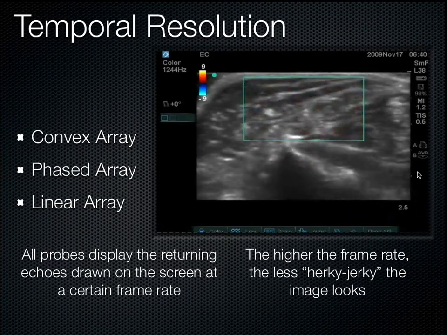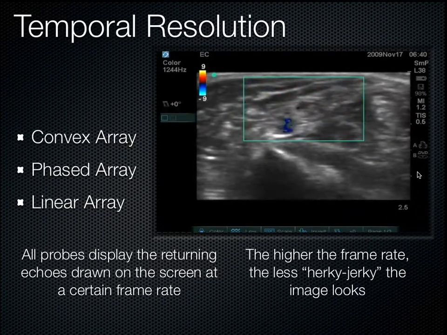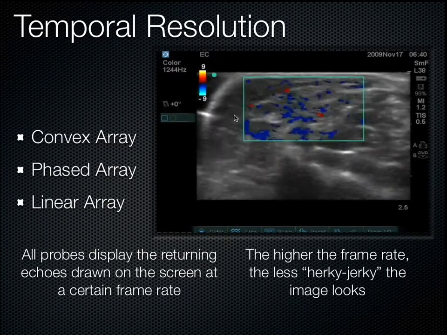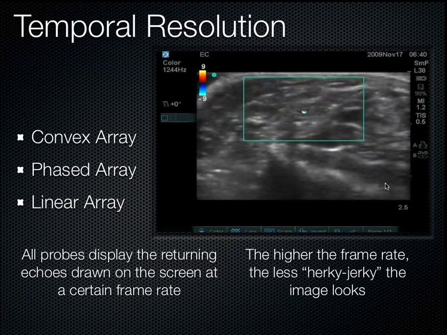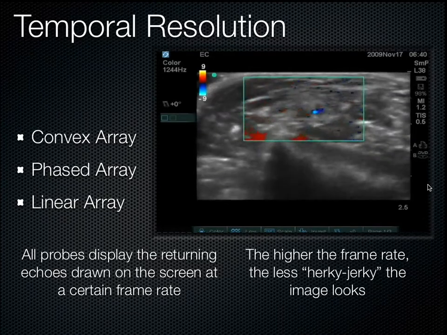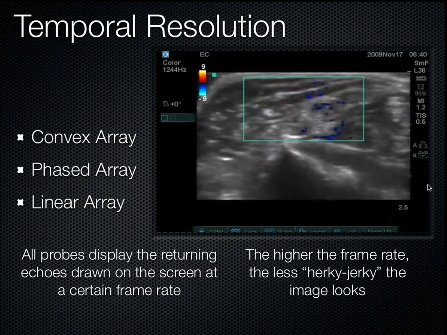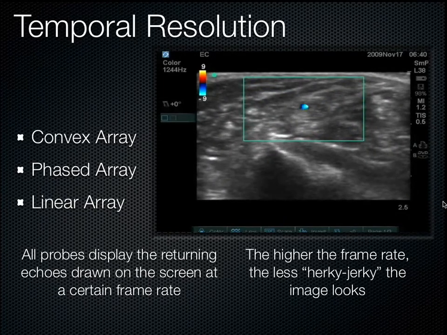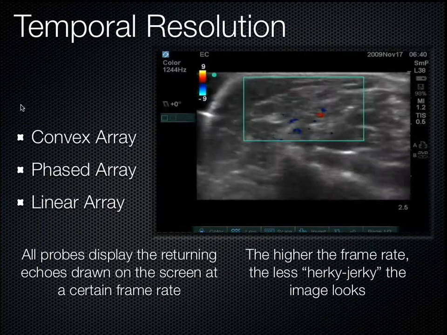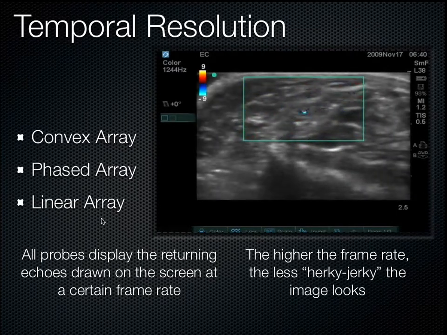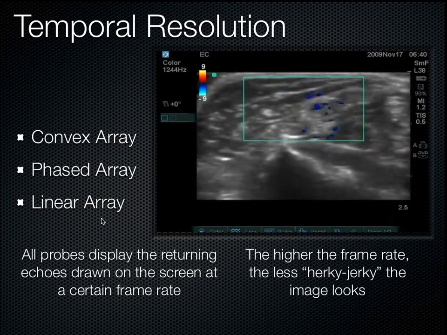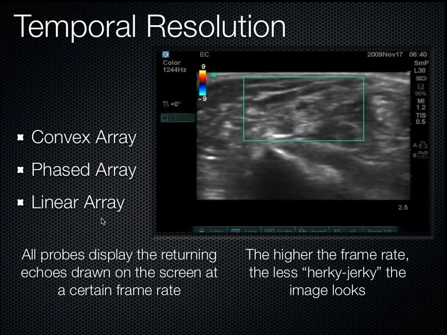So whenever we're working with color flow Doppler, pulsed wave Doppler, power flow Doppler, in this case color flow Doppler, what we're seeing is a lower frame rate, and when the frame rate drops, the temporal resolution decreases, and the image can look a little bit herky-jerky. And it doesn't matter which type of transducer you're using; they all have some decrease in temporal resolution whenever you activate any of the Doppler functions.